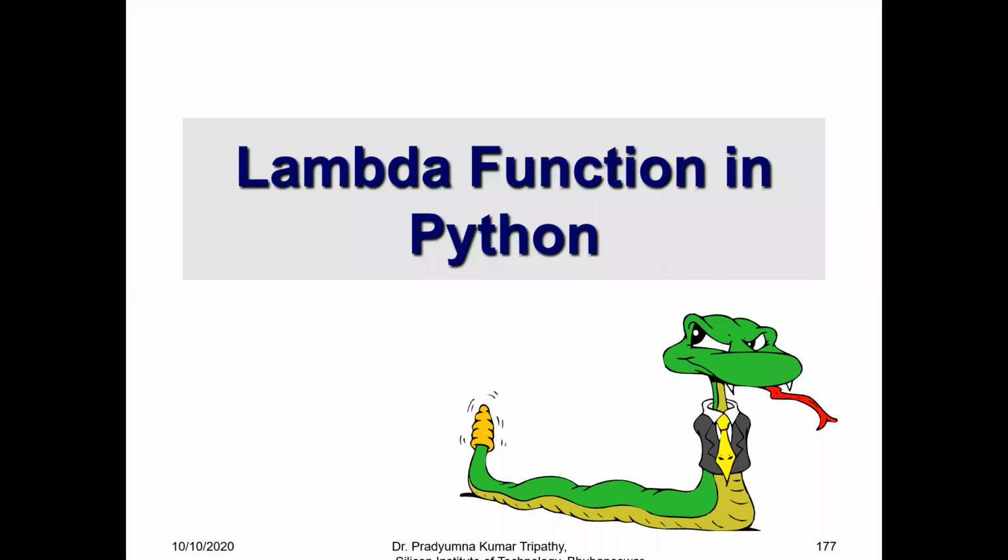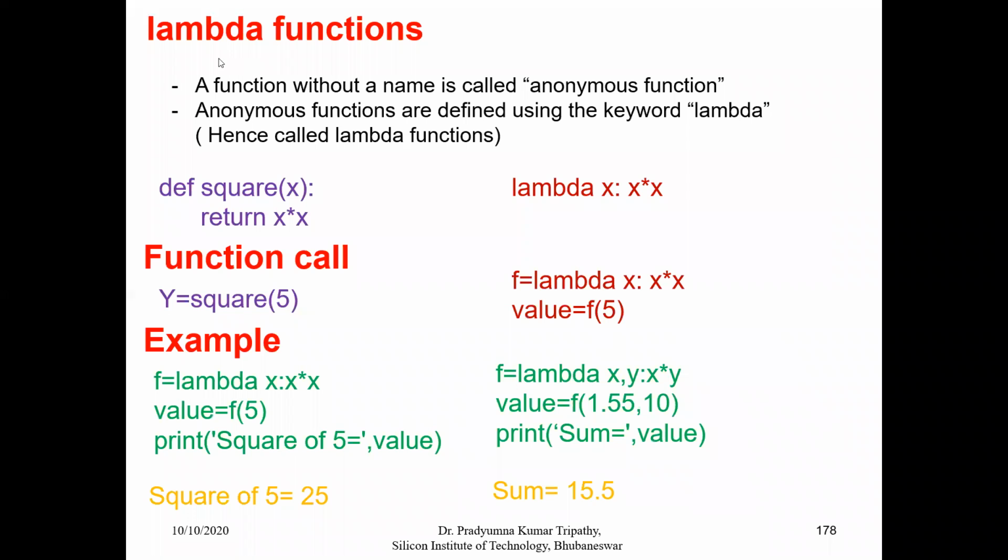It's lambda functions in Python. There is a special kind of function, lambda function, which is used in Python. What is a lambda function? A function without a name is called an anonymous function. Anonymous functions are defined using the keyword lambda.